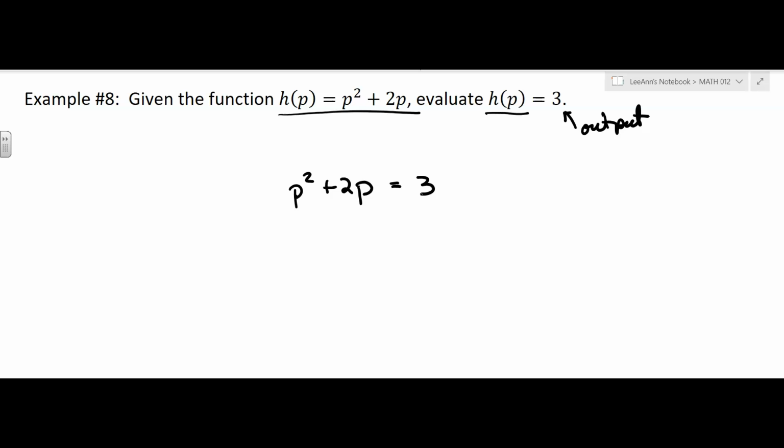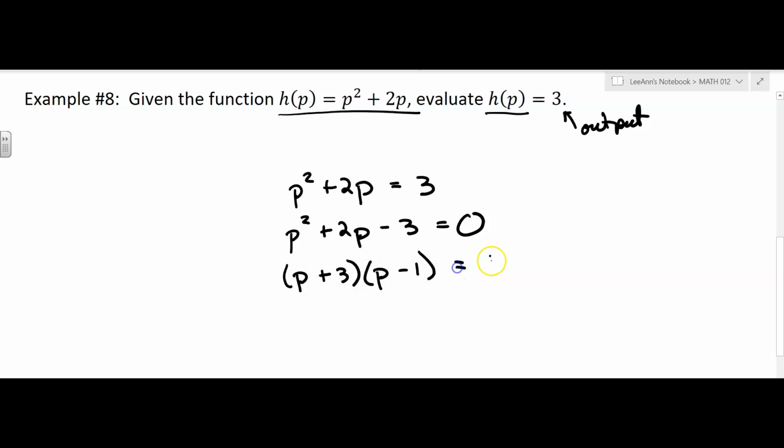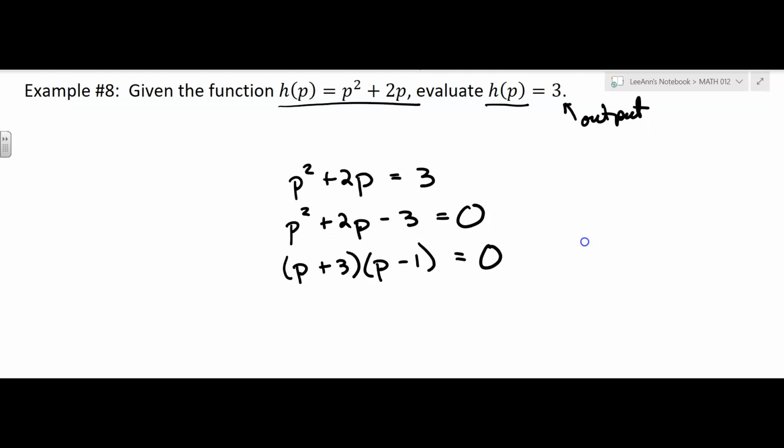Okay, this is a quadratic equation. So you go back to your algebra and say, how do I solve a quadratic equation? One way to do it is to set it to 0. So I'll subtract 3. You could use the quadratic formula here, but I'm going to factor because it's easier for me to factor. So I'm going to say p plus 3 times p minus 1. It's always good to practice your factoring skills. They come in very handy. Okay, so that's how it factors using the zero product principle.